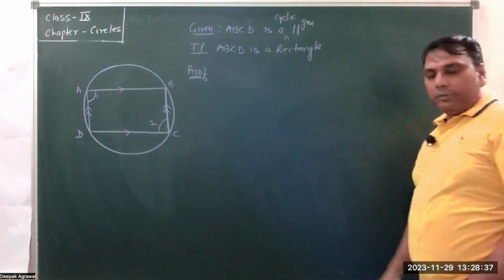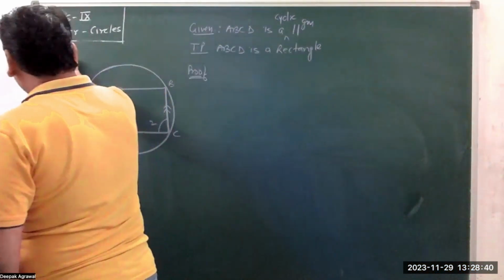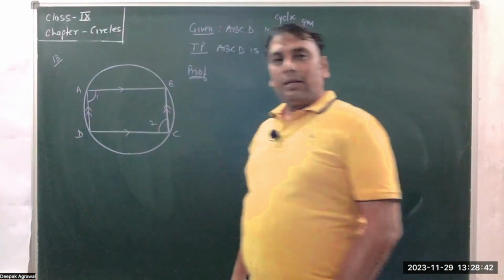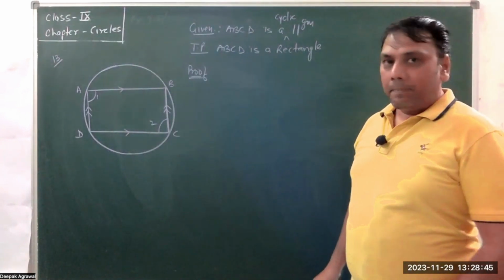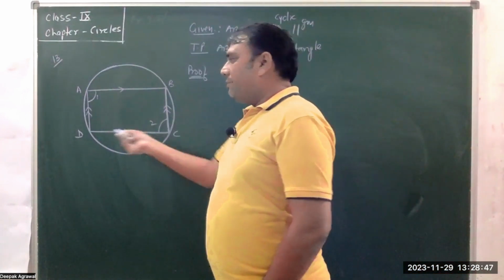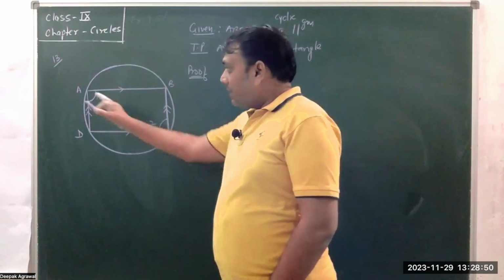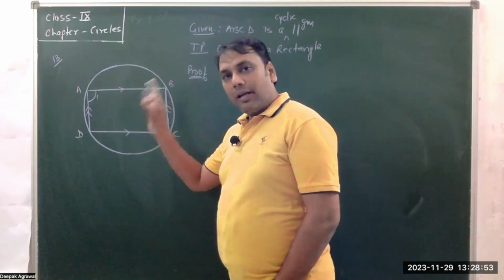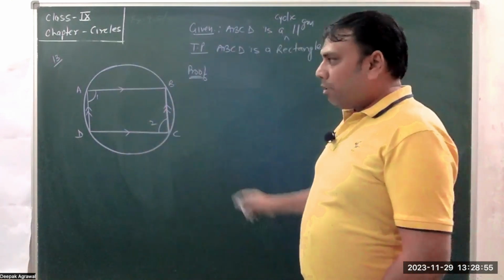The last question of the exercise, that is the 13th question, I guess. It says, prove that a cyclic parallelogram is a rectangle. So we have been given that ABCD. मैंने बनाया तो rectangle जैसा ही है, लेकिन question ये कह रहा है कि ये एक parallelogram है और हमें prove करना है कि ये एक rectangle है. बहुत ही आसान सा proof है.